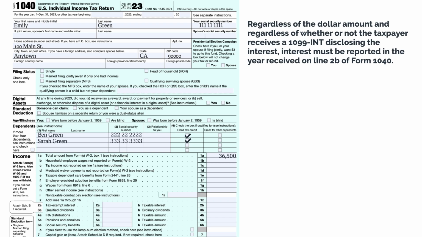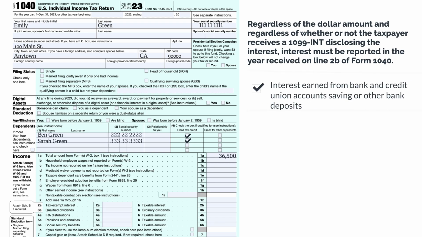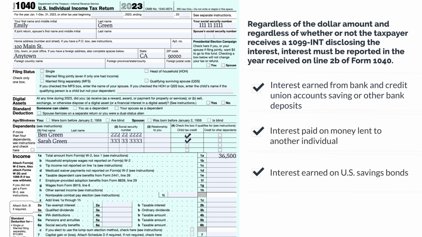Taxable interest includes interest earned from bank and credit union accounts, savings or other bank deposits, interest paid on money lent to another individual, interest earned on U.S. savings bonds, or interest received on tax refunds. Remember that regardless of the dollar amount and regardless of whether or not the taxpayer receives a 1099 INT disclosing the interest, it must always be reported in the year received on line 2B of Form 1040.